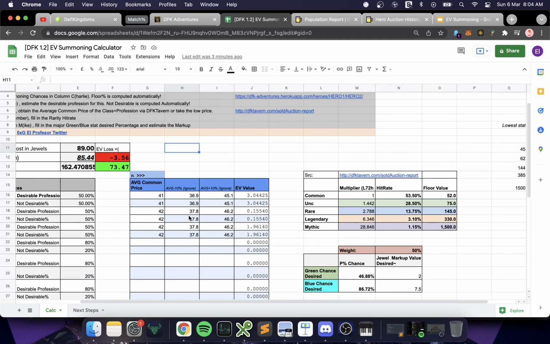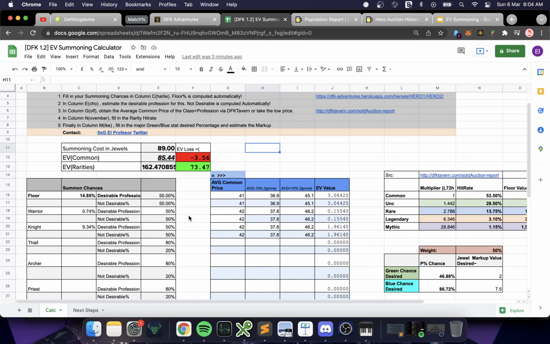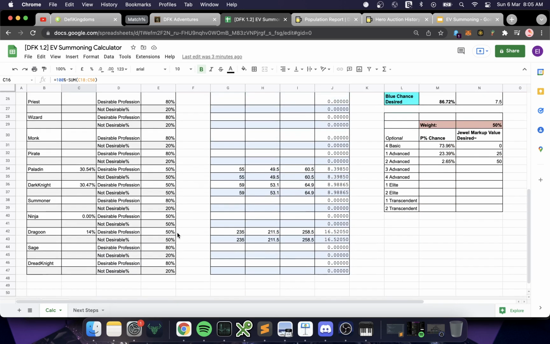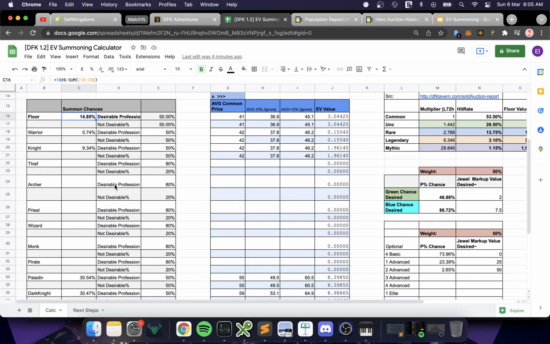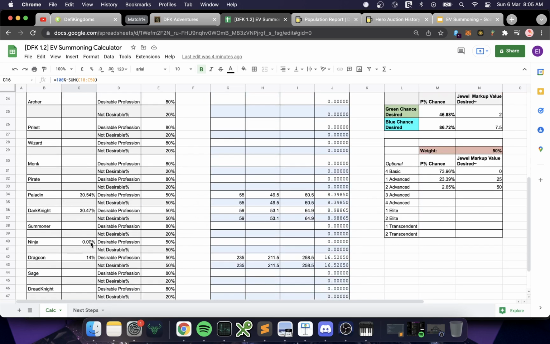But since I run above expected value, meaning my previous summons have been above the average that I expected, I just expect I get a common archer and then cry myself to bed. So hopefully that won't happen, but you never know, because it's still a 14.8% chance of a Warrior and 9% chance of a Knight, and then 14% each of Paladin, Dark Knight, and Dragoon respectively.